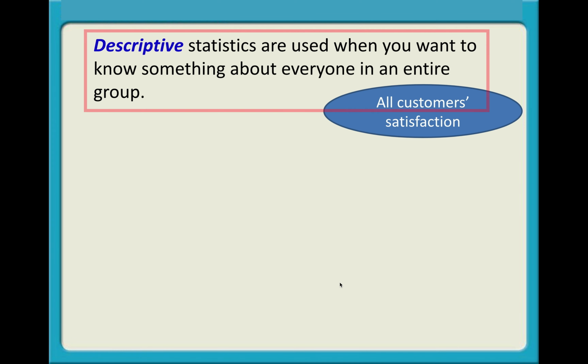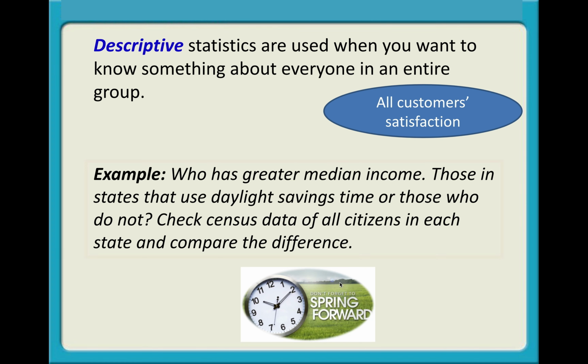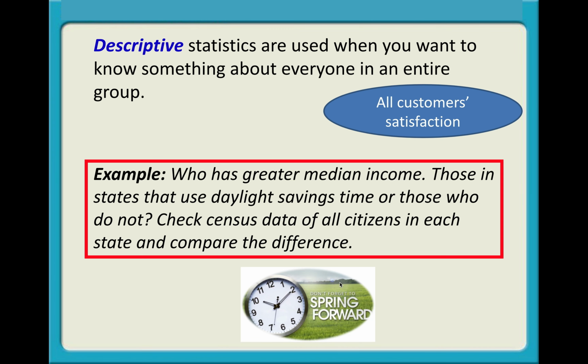This learning module says the definition of a descriptive question is, descriptive statistics are used when you want to know something about everyone in an entire group or population. Then it gives an example of a descriptive question. Who has greater median income? Those in states that use daylight savings time, or those who do not? Check census data of all citizens in each state and compare the difference.